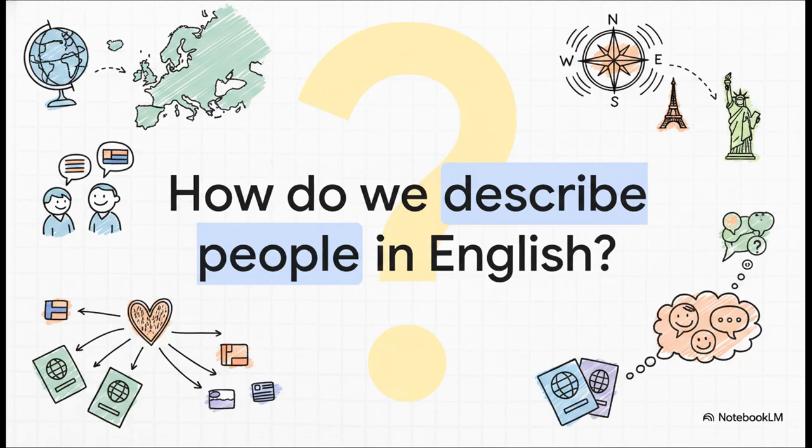I want you to picture a real-life situation for a second. You meet someone new. How exactly do we connect people to their countries or their nationalities in English? Honestly, it's usually the very first thing we want to do, right? We want to know where they're from, we want to share where we're from, and we just want to describe the world around us. That basic connection, it's literally the foundation of all communication.